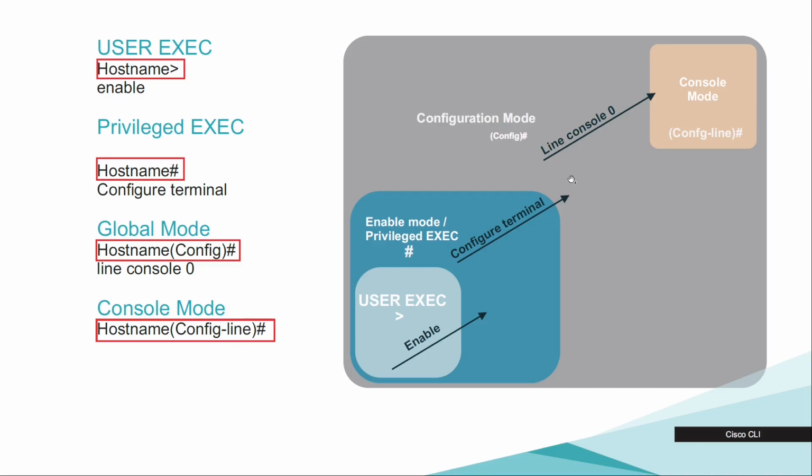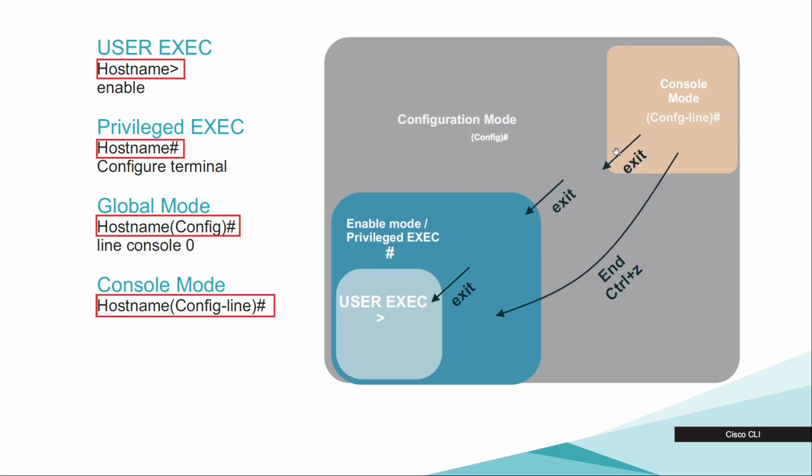So how can we exit those modes? If we are in the console mode and we need to go to the user exec mode, we can simply use the exit command. If we type exit, it will take us from the console to the global configuration mode. Then we can do another exit, which will take us to the enable mode. If we do another exit command, this will take us to the user exec mode. Also, in any of those modes, we can use the command end, or we can simply press Ctrl+Z. This will take us from any mode to the enable mode.